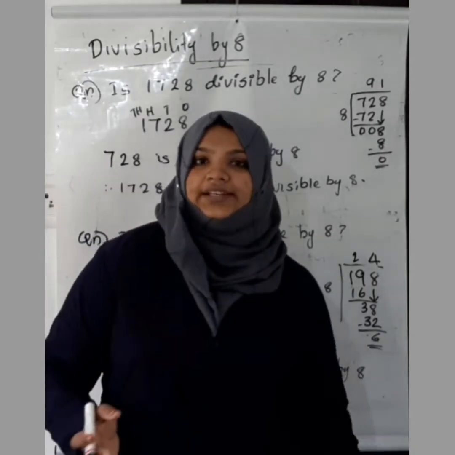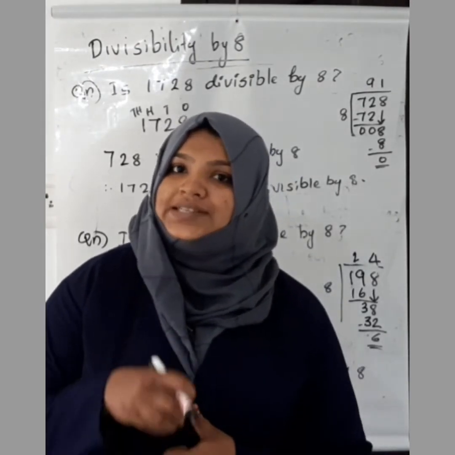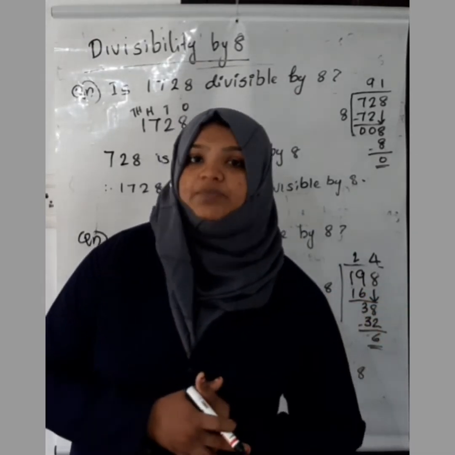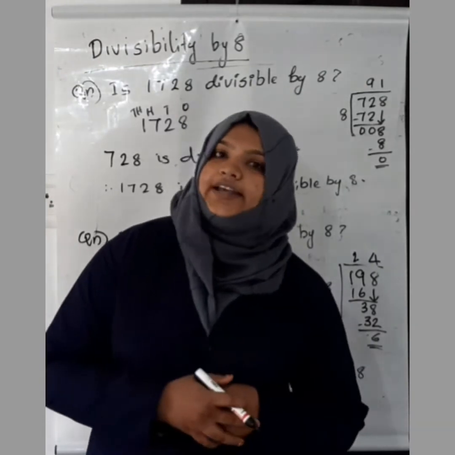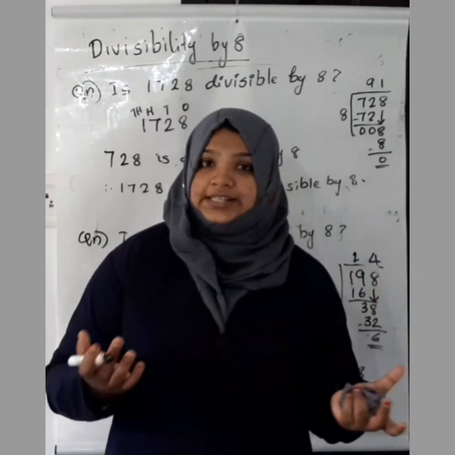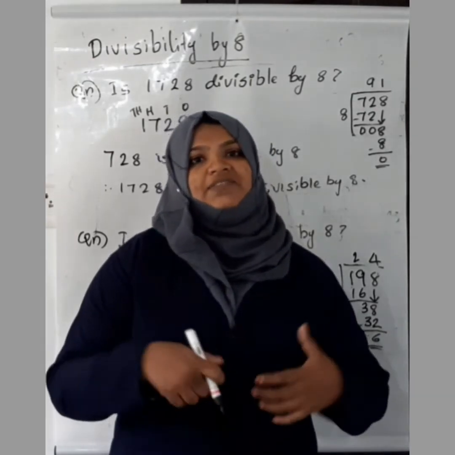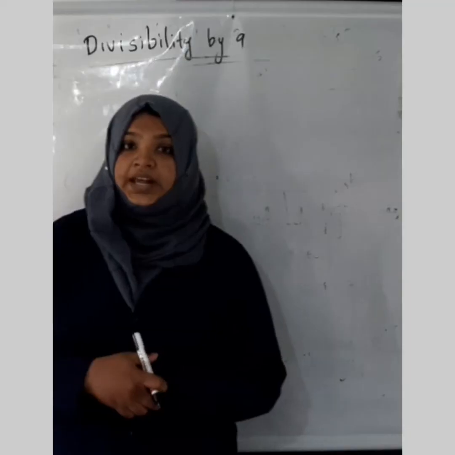What you should check there? You have to check whether the last three digits of the given number give remainder 0 when we divide them by 8. So this is how we have to go for the divisibility test by 8. Then we have to discuss the divisibility test by 9, 10 and 11 also.